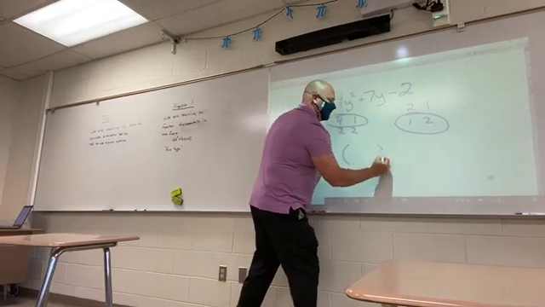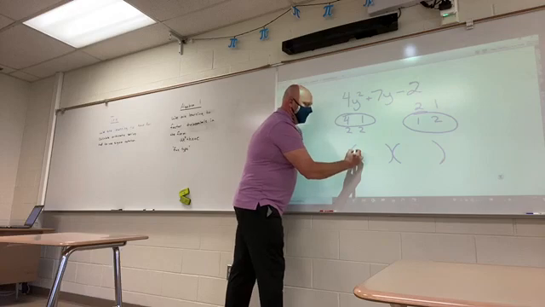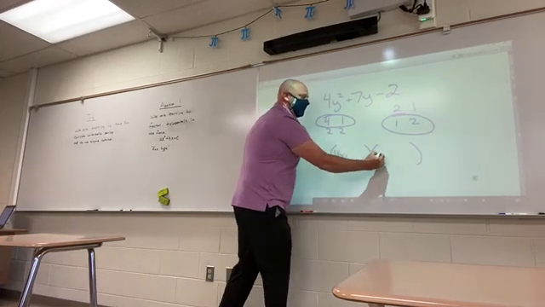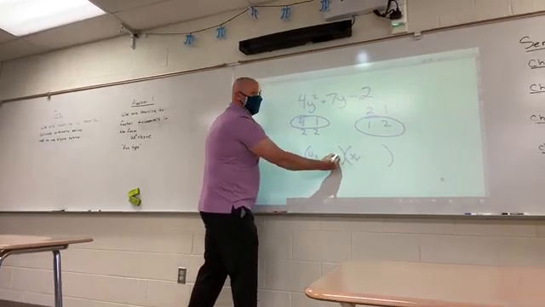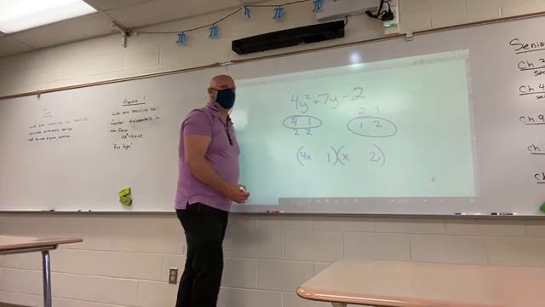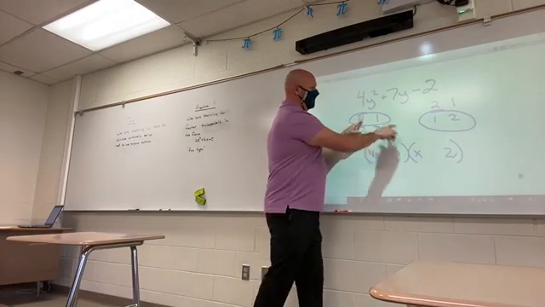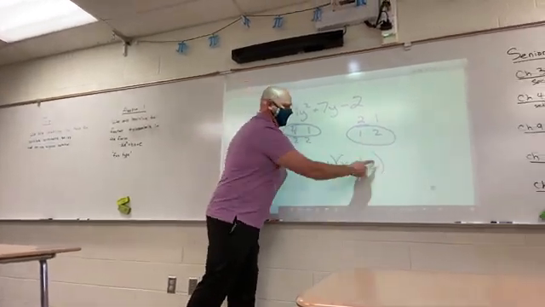So what's my answer? What goes here? 4x. What goes here? 1x. What goes here? 1 and 2. So we got all our numbers in place in the same order. 4 and 1, 1 and 2.